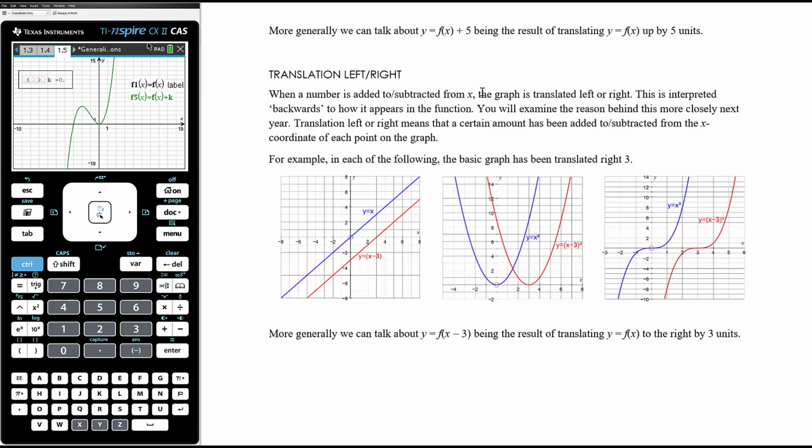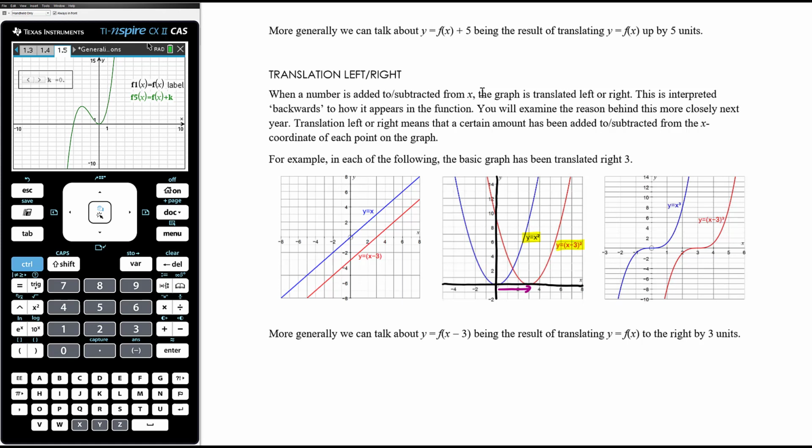And this is a bit tricky. You actually have to interpret it backwards to how it appears in the function. So for example, here, let's look at the quadratic first. We've got y equals x squared and y equals x minus 3 all squared. And that graph, even though we're minusing 3, hasn't gone left by 3, it's actually gone to the right by 3. Apologies there, the axes have got a bit faint again. That's the y-axis there and the x-axis there. So we've gone to the right by 3 when we did x minus 3 all squared.